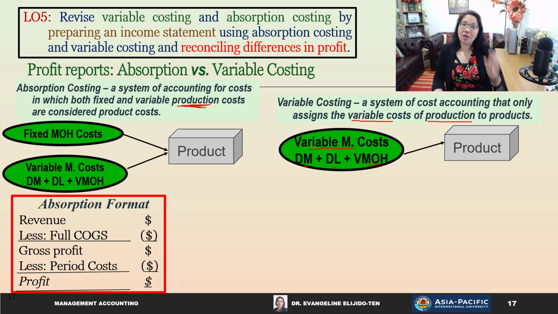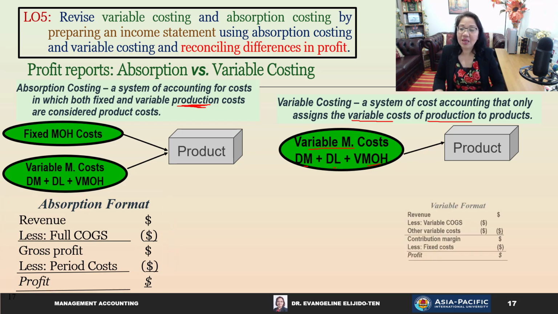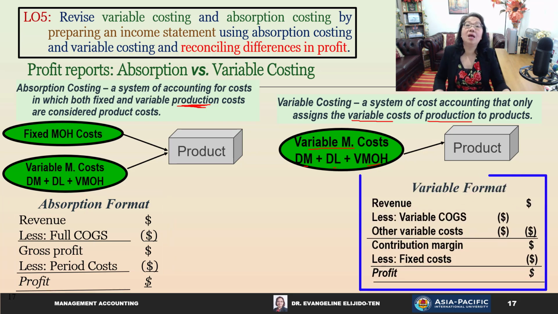It means it's the full manufacturing cost of goods sold, equals gross profit minus period cost equals profit. In variable costing, the format that we'll use is revenue or sales minus variable cost of goods sold. That means it's just the variable manufacturing costs, this one here. And we'll also deduct the other variable costs. So that would include variable selling cost, variable administrative cost, if any.